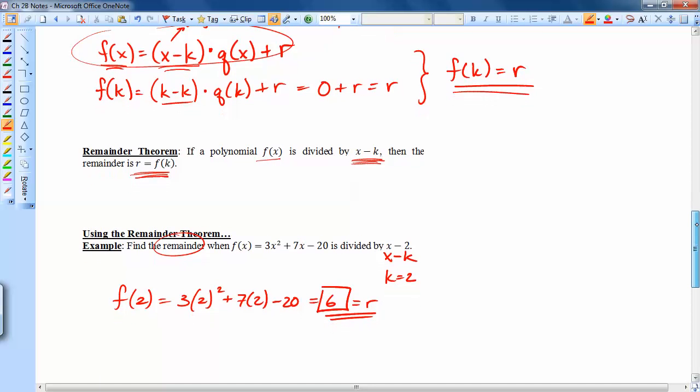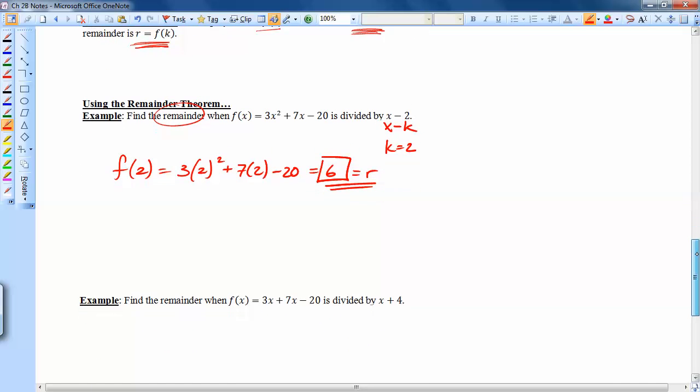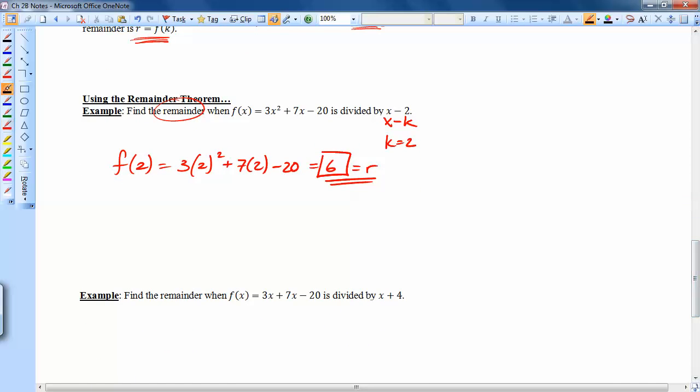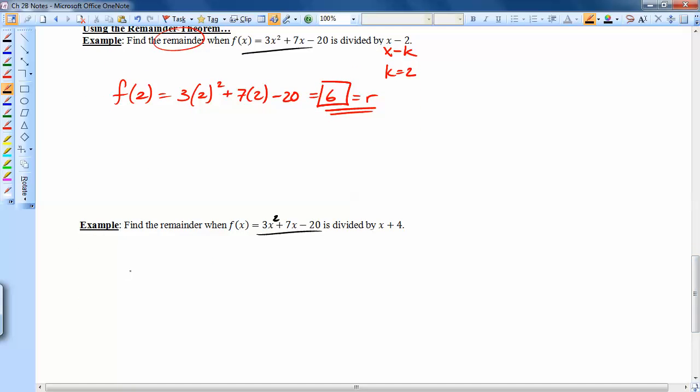Let's take a look at one more example. Oh, I forgot the square here. There should be a squared here. I wanted this to be the same as this. So let's find the remainder when I'm taking this and dividing it by x plus 4. Again, this is my x minus k. So that means my k in this case is negative 4. So f of negative 4 will be my remainder.